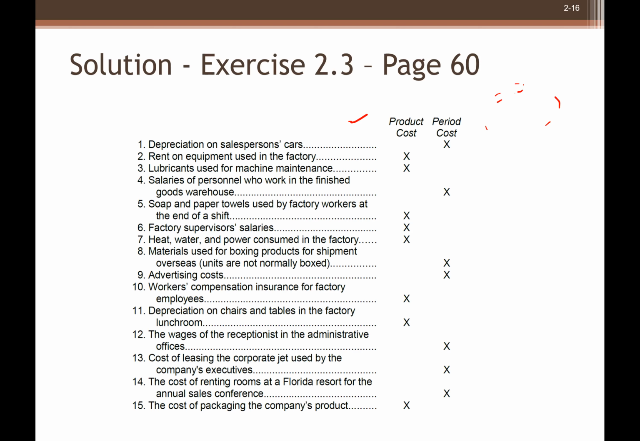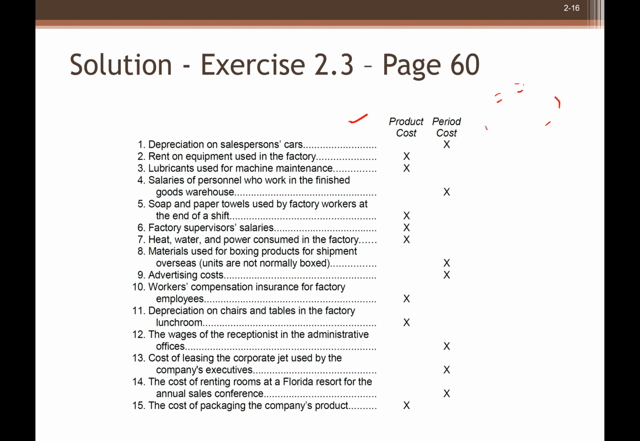Rent on equipment used inside the factory, product cost. Lubricants for machine maintenance. Of course, machines are installed in the factory, product cost. Salaries of personnel who work in the finished goods warehouse. Finished goods, remember this one. Goods are now transferred to the warehouse, ready to dispatch. So they are not inside the factory, they are not in the manufacturing facility. So we call this period cost.